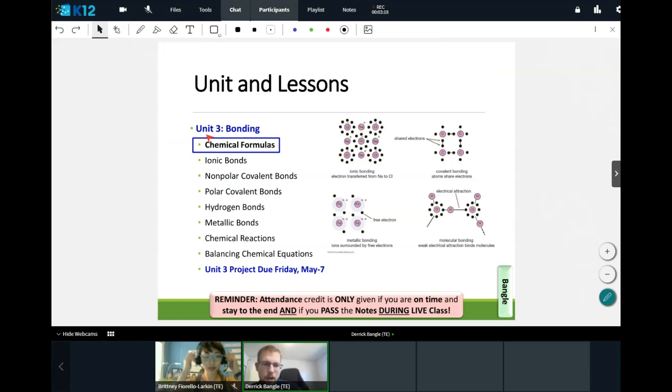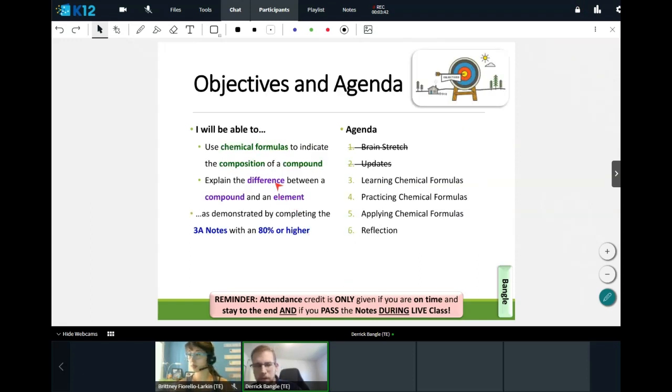So unit 3 is going to be all about bonding. Now, bonding, as we can probably tell by these pictures, is something that deals with connecting atoms together, kind of like they're Legos or building blocks that make up the real world. We'll also be starting a new Unit 3 project. We'll be dealing with different types of bonds, but today we will be dealing with specifically chemical formulas. So we will learn how to use chemical formulas to indicate the composition of a compound and explain the difference between a compound and an element.